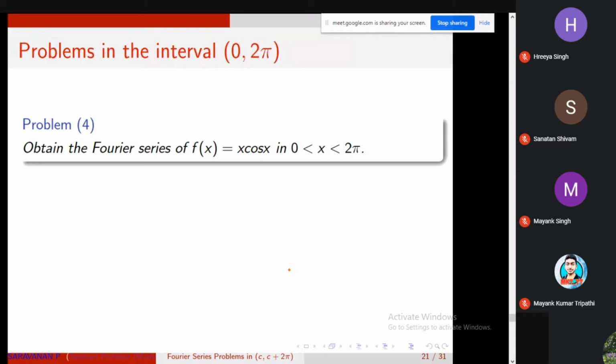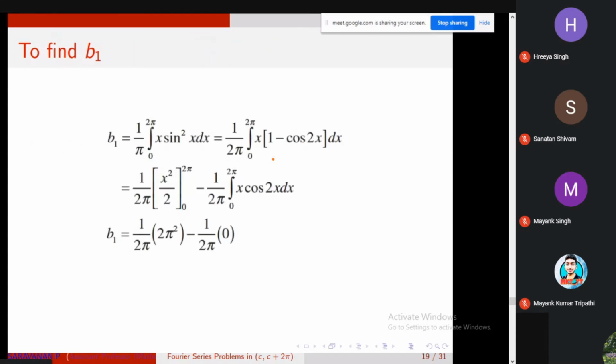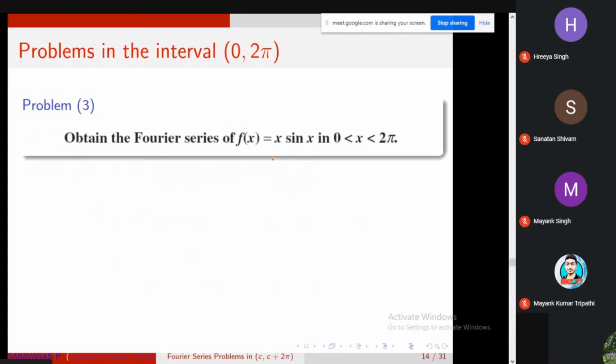So the next problem is x into cos x. The previous problem is x into sin x. Here we have got x into cos x. So you have to do it in the same manner. So this is the hint. Just look at the previous problem.